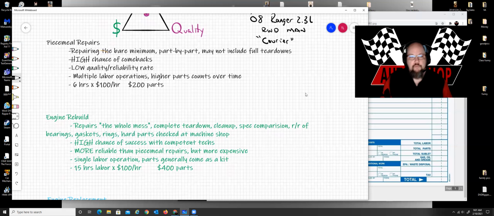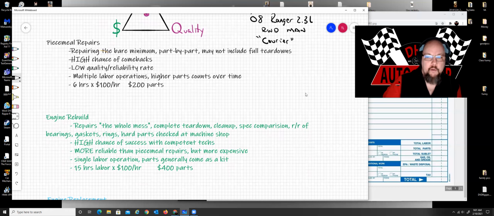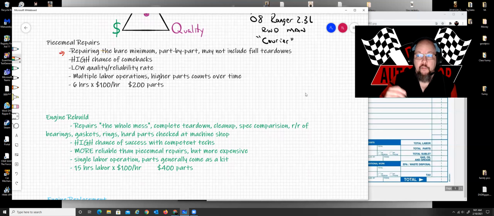So the first range of repairs that we're going to talk about is a piecemeal repair, meaning you do a little bit by little bit by little bit. It can be very, very frustrating. Repairing the bare minimum, part by part, they may not include full teardowns. So perhaps you see all that sludgy oil and bearings, and you say, I'm just going to go ahead and clean it out and replace the bearings. As long as the bearings and crank match up okay, you measure them out and they inspect okay, I'm going to call it a day. Well, hey, that might work. It's a dice roll.